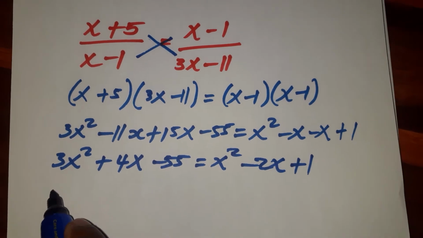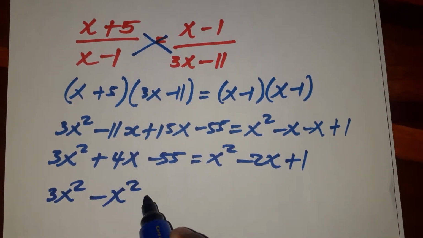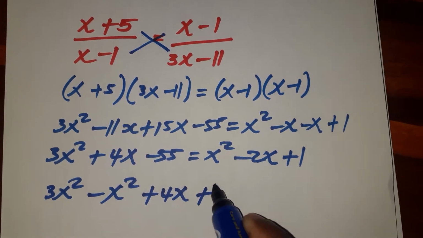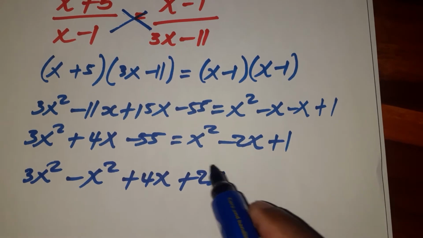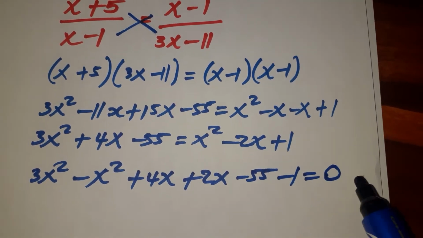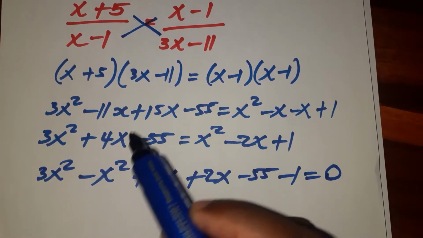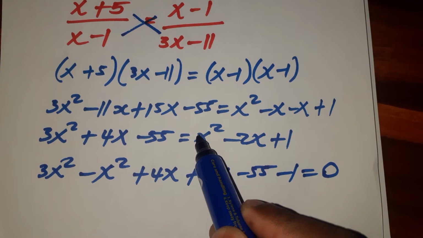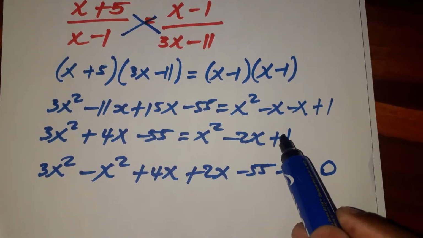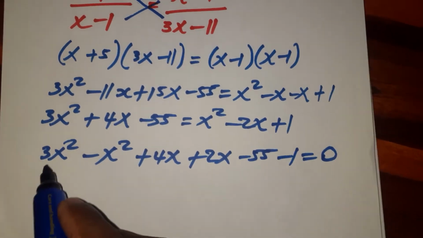Then we are going to have 3x squared minus x squared, plus 4x, plus 2x, then minus 55, and then minus 1 equals 0. We moved all the terms from this side to this side, and the signs had to change. This is positive, this side becomes negative. Here is negative, this side becomes positive. This here is positive, this side becomes negative. Now we have to simplify that.